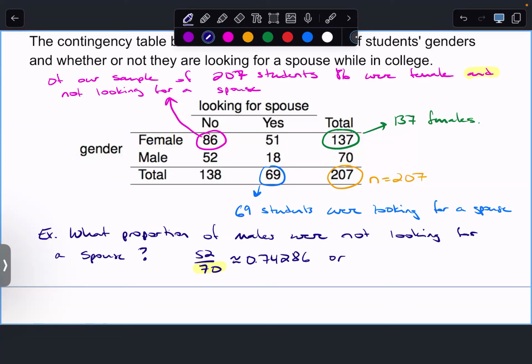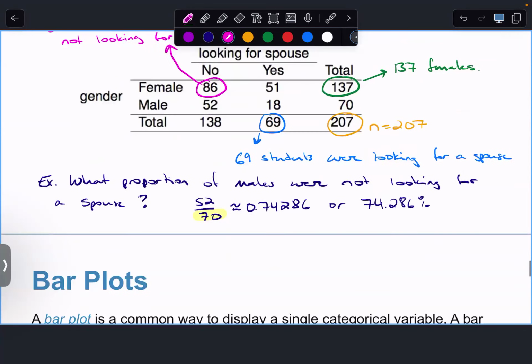Or our minds automatically make them percentages, and that's what's cool about percentages. 74.286%. All of these are the same. In fact, all these proportions, percentages. So a proportion is almost a percentage, but it is a probability, right?